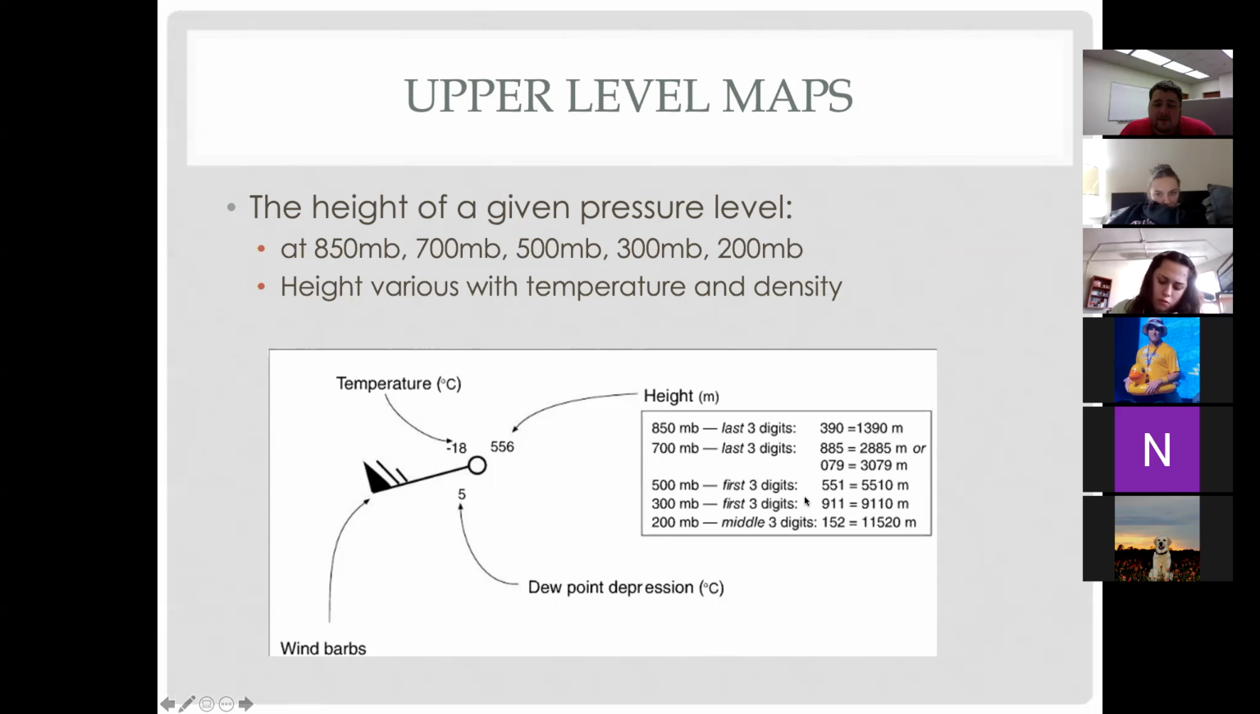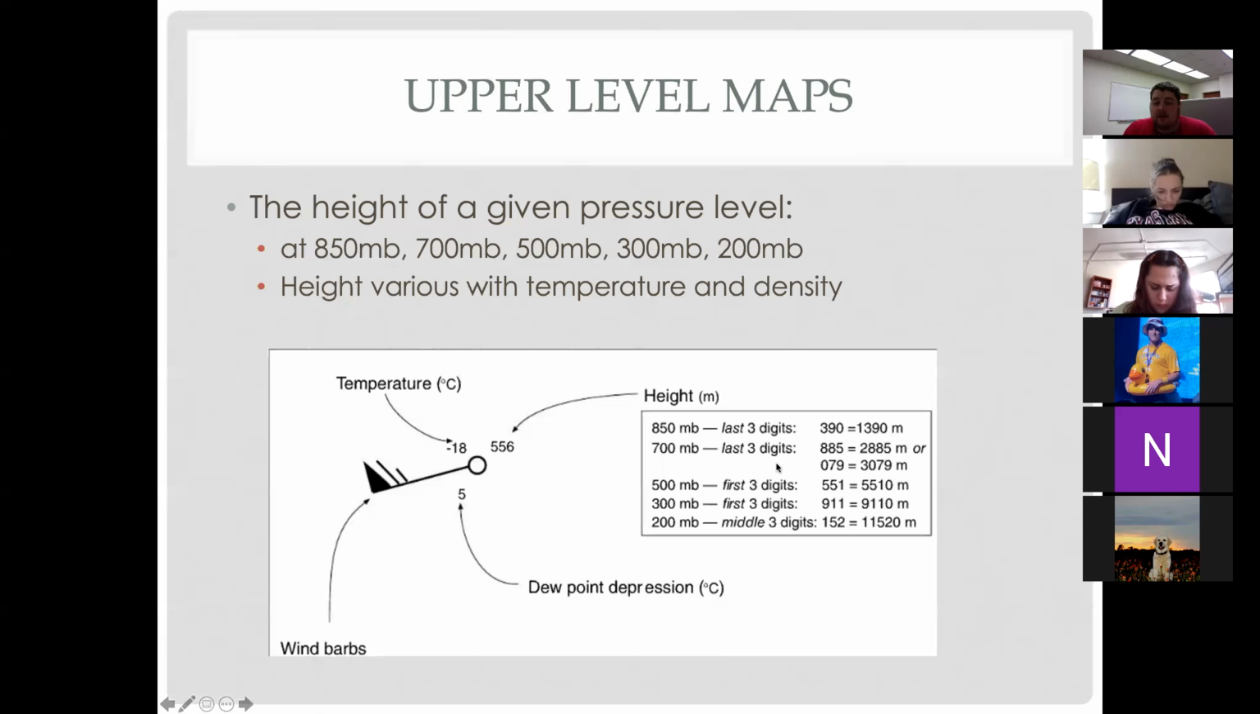It's kind of similar to the pressure values on the surface spots, where you have to decode them. You have to do the same thing here. So at 850 millibars, you look at the last three digits. So if it says 390, this means it's at 1,390 meters. So that's almost 1.4 kilometers.